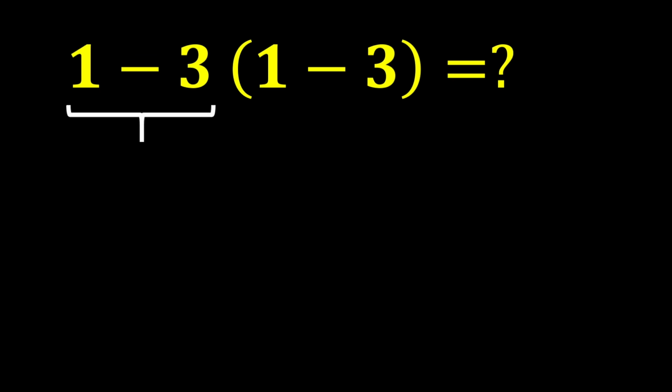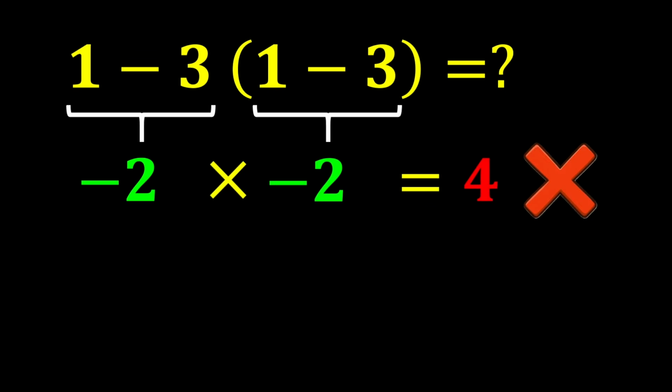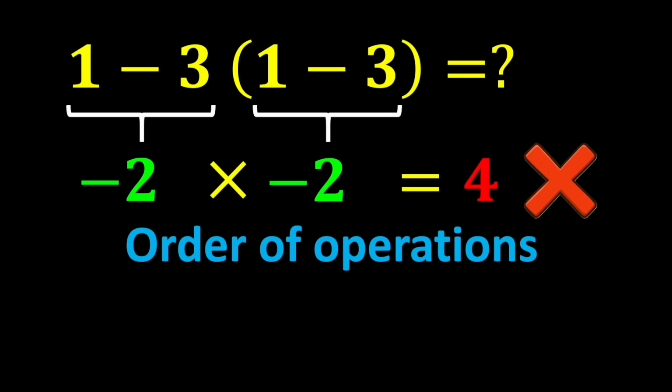1 minus 3 gives us negative 2, and again 1 minus 3 gives us negative 2, in the end, negative 2 times negative 2 gives us 4. But this answer is not correct because we did not follow one of the most important rules in mathematics called the order of operations. The order of operations tells us that when we face a mathematical expression, we cannot start solving it from anywhere we like.